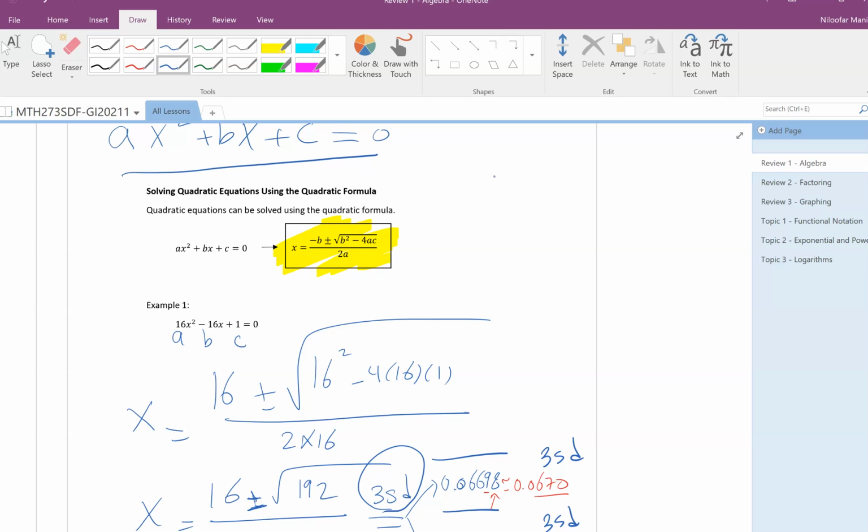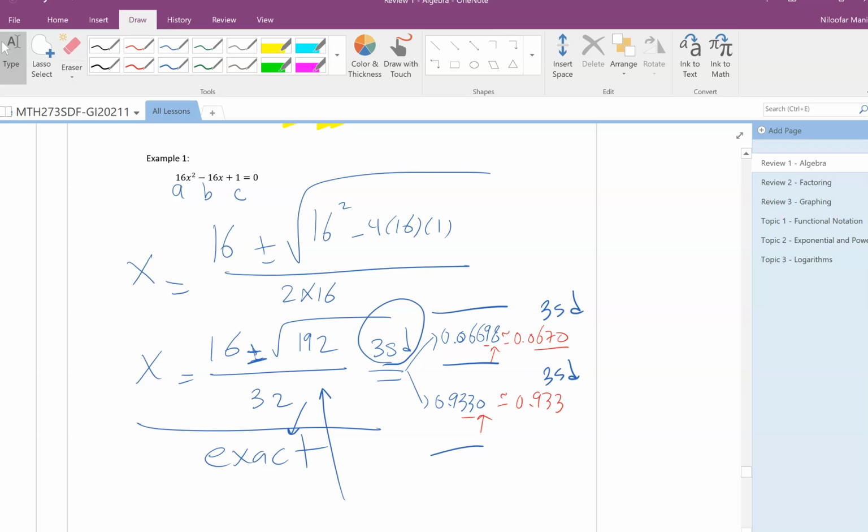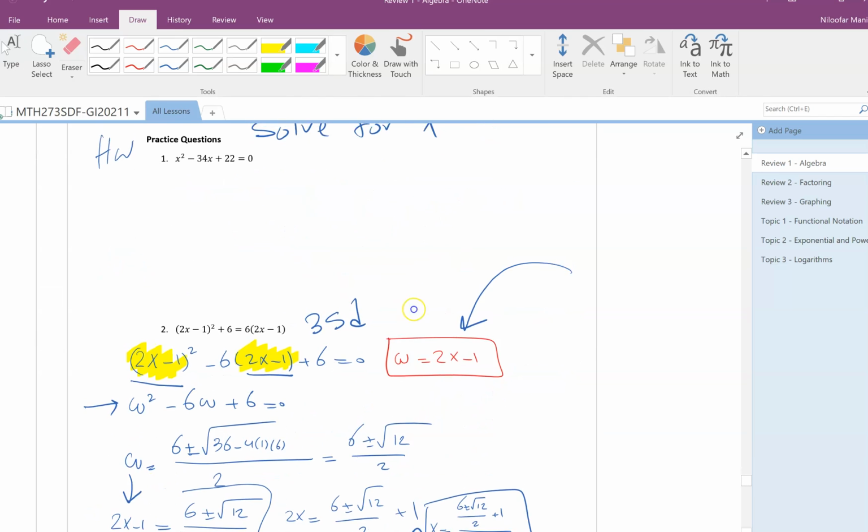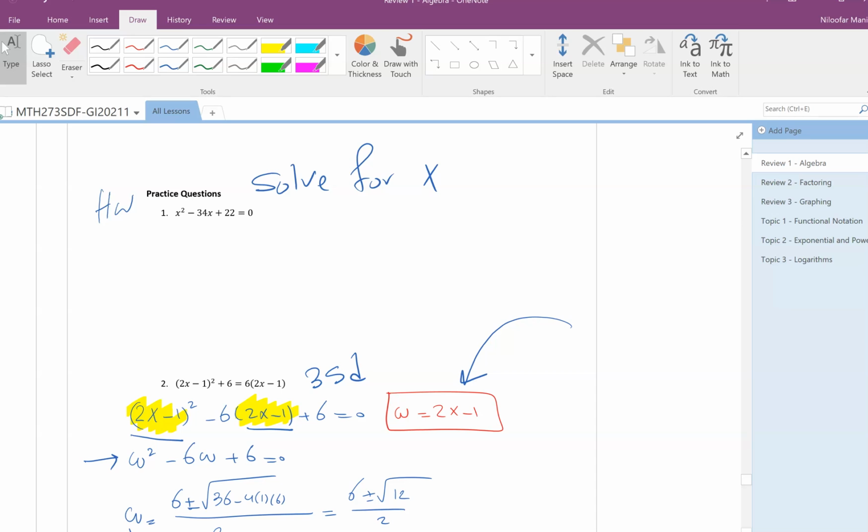So here I have this question. I use it and I find the answer. If I leave the answer this way, this is just the exact answer. That's exact. If I use my calculator to calculate and then I round it, that's just a rounded answer. So I have to tell you, for example, to how many significant digits you round. For all of these questions, you have to solve for x. The first question, you can do as homework.